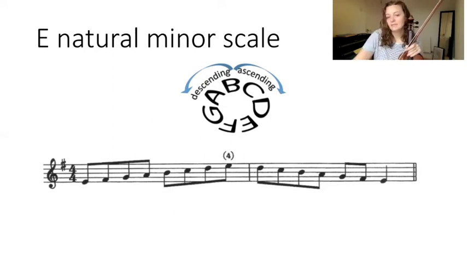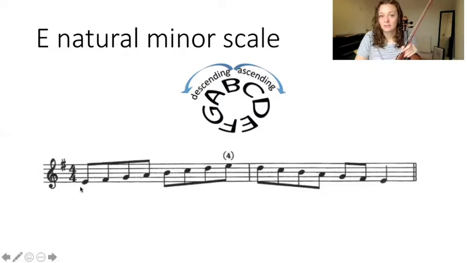So we've got the notes here. The first thing I'd like you to do is to just try and figure out what the notes are. We start here, we go all the way up to this note here, and then we come back down. The clue's in the name, it's an E natural minor scale, so we're going to start on an E. What would the rest of the notes be, please? Just take a few seconds to figure that out.